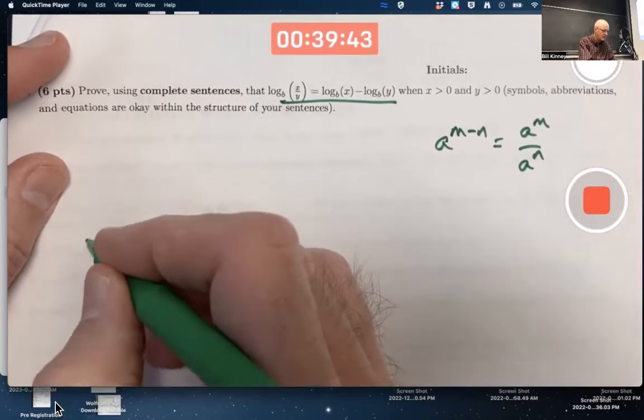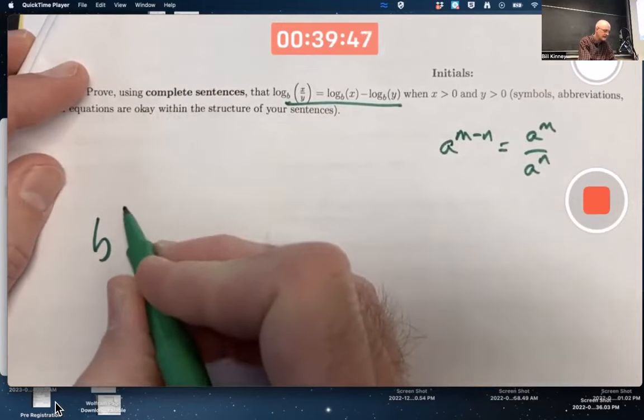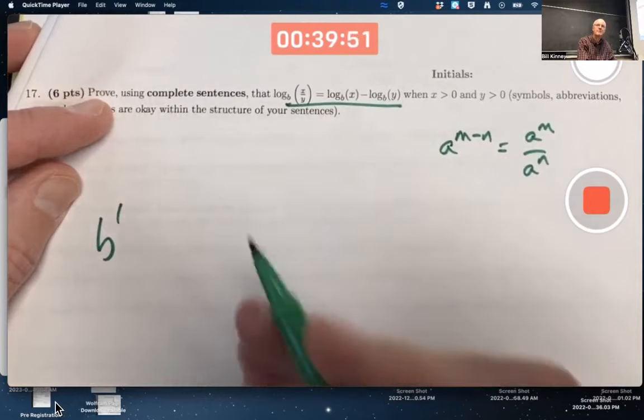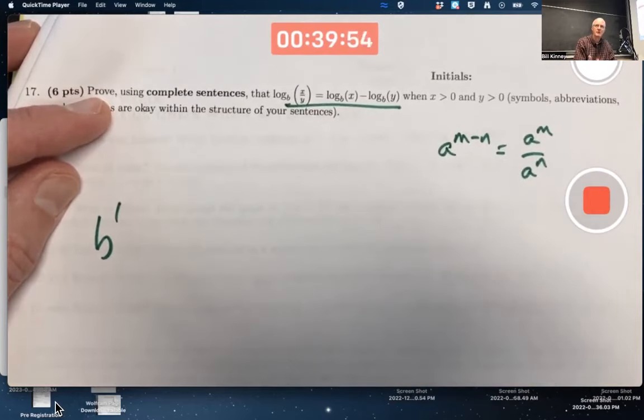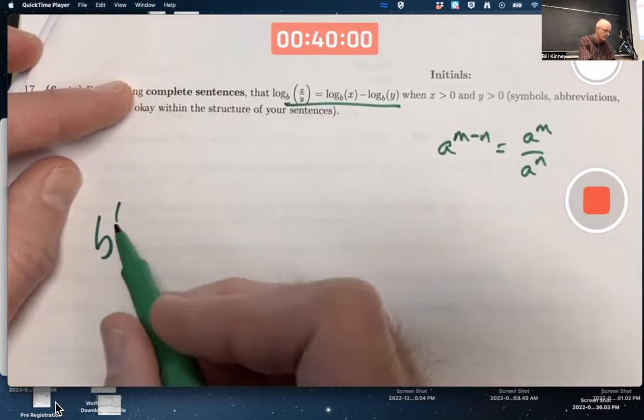And here's what I wrote on your papers, if you didn't do it correctly. I said, okay, we need to show these 2 things are equal. Let's make them both powers of b and show that the resulting powers of b are equal. If we can do that, that means those powers are equal. Here's what I mean more explicitly.